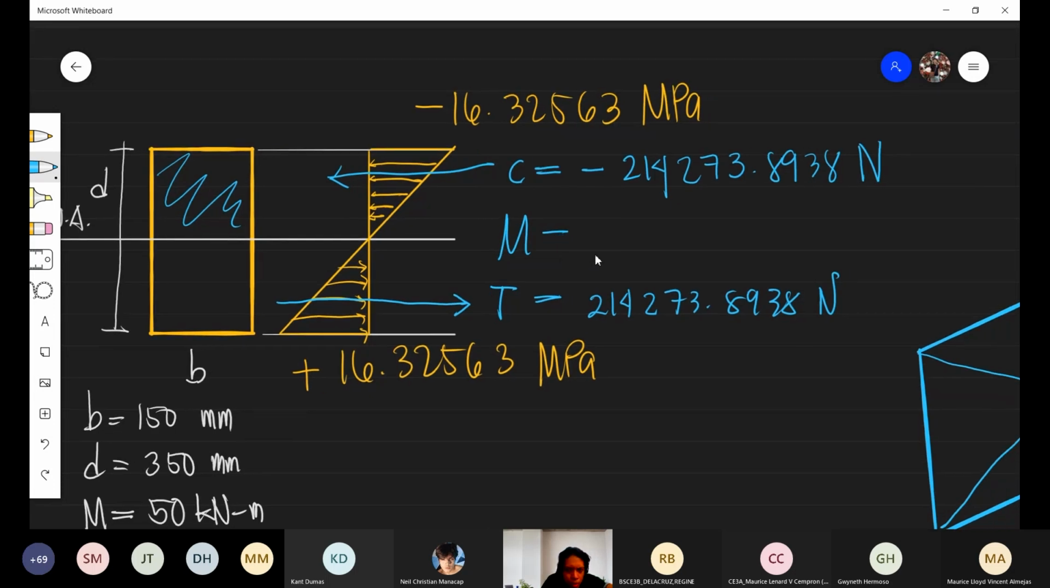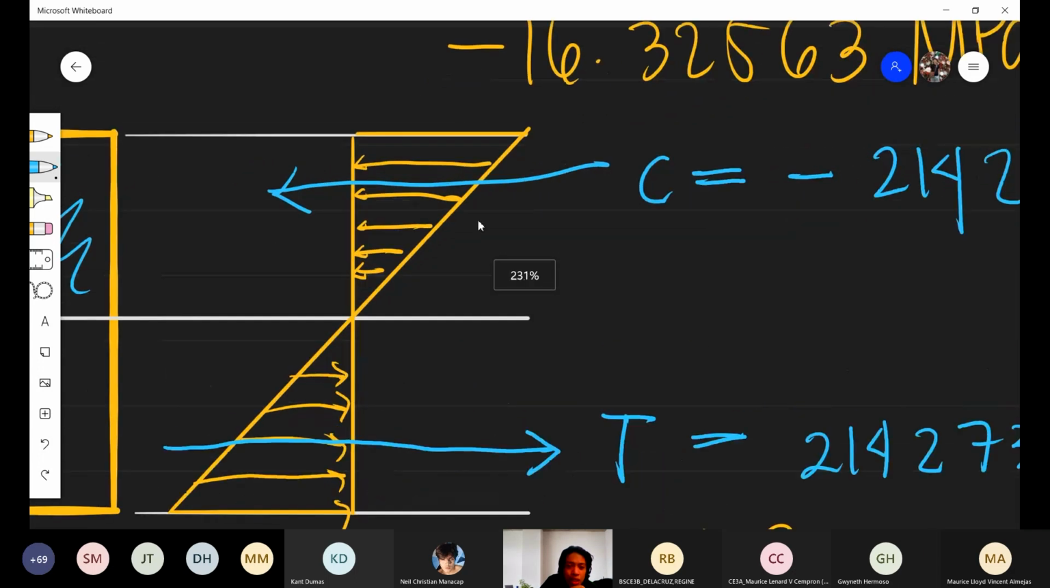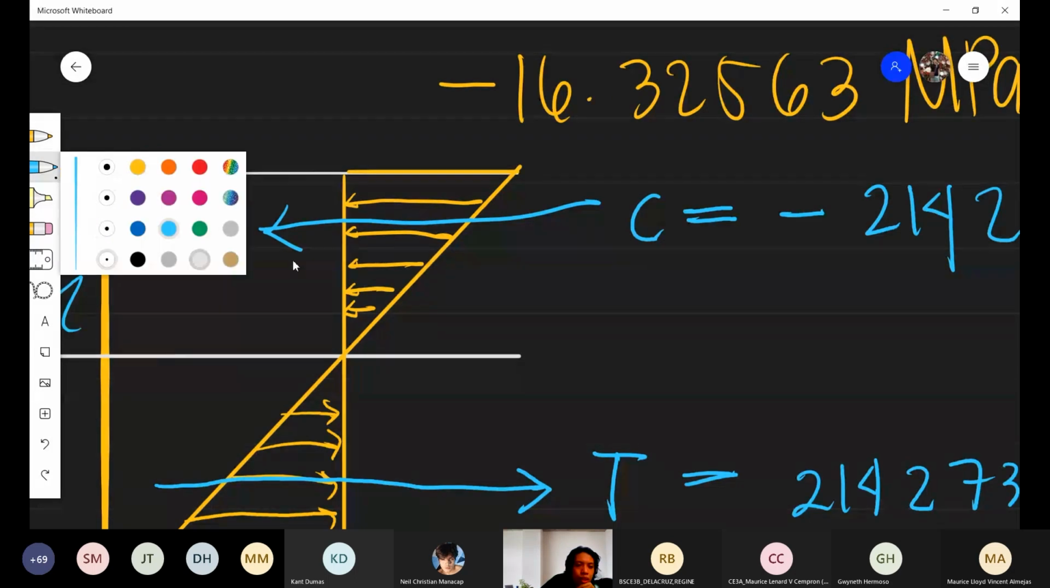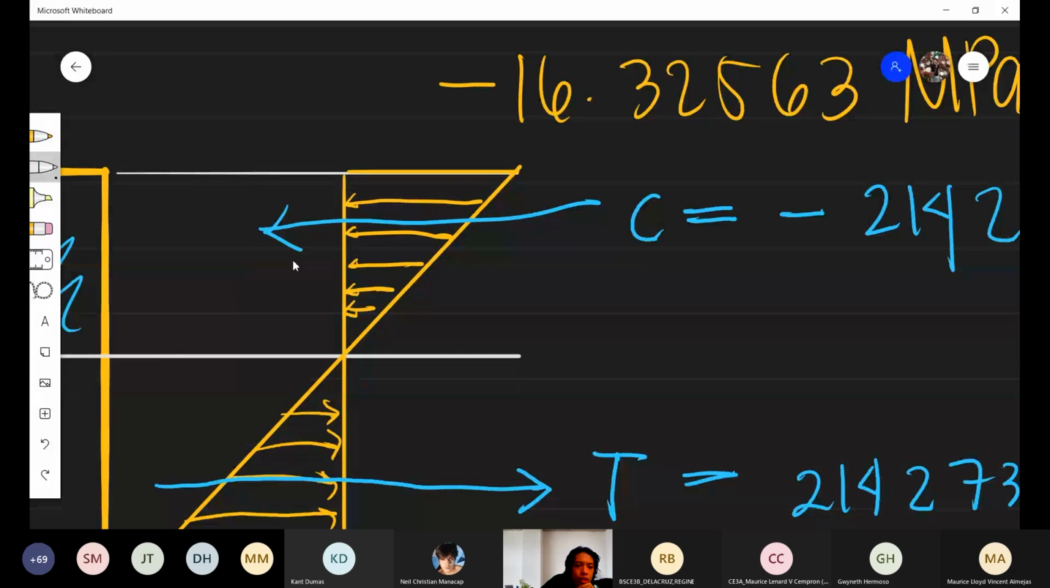Before we find the moment of the couple, what is this distance? Let us find this distance first. Let us focus on this rectangle, triangle, I mean. It is a triangle. Okay, let me use this one. What is this distance?